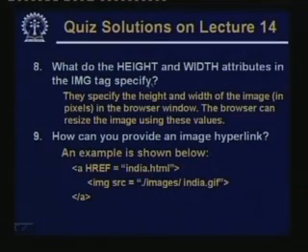What do the height and width attributes in the IMG tag specify? They specify the height and width of the image in the browser window. Of course, most modern browsers can resize the image also, using these values or overriding these values. How can you provide an image hyperlink? Using this IMG tag within A. Okay. This is how we can provide it.